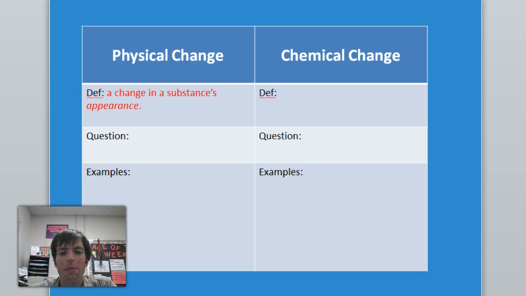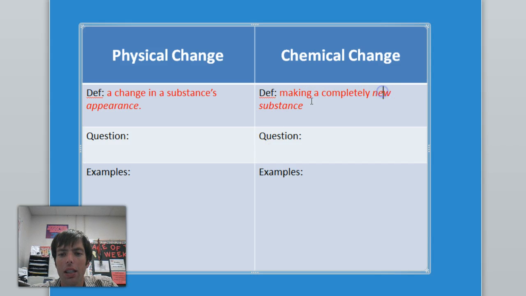Alright, let's talk physical changes. A change in a substance's appearance. That's all a physical change is. It's like when you decide to come to school and you're going to do your hair a new way, do that new makeup, or do that new look. That's a physical change. I rip a piece of paper in half. Rip. Physical change. Not very exciting. Compared to a chemical change, this is where we make something completely new.